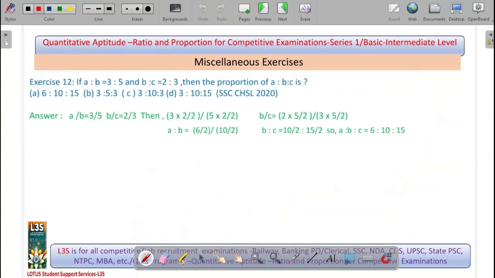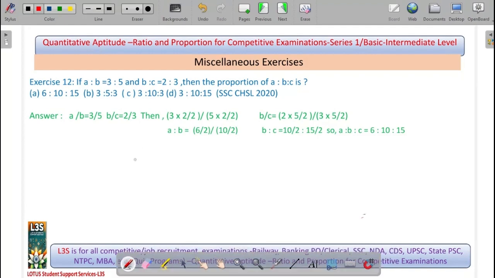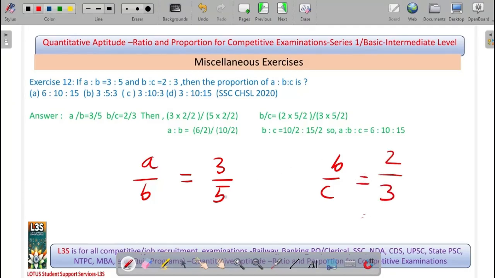Next question, if A is to B is equal to 3 is to 5, B is to C is equal to 2 is to 3, then find the proportion of A, B, C. Similar type of this one, A is to B is equal to 3 is to 5, B is to C is equal to 2 is to 3. So first we have to make this number equal. Then only we can take the proportion.